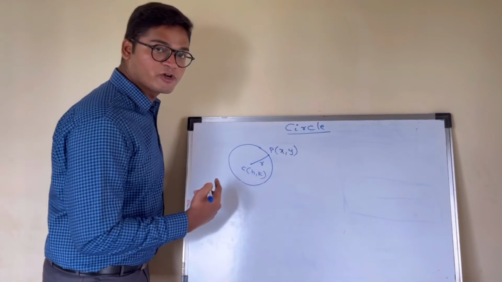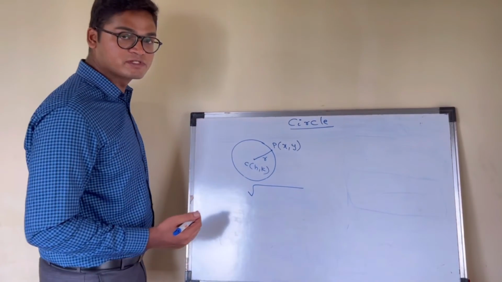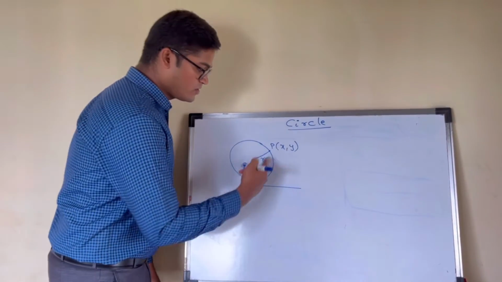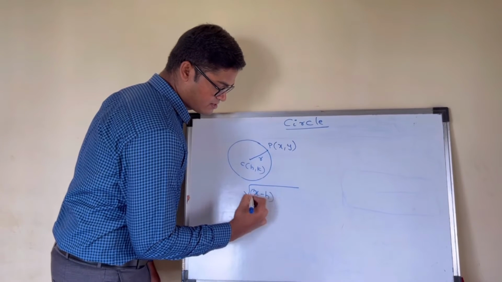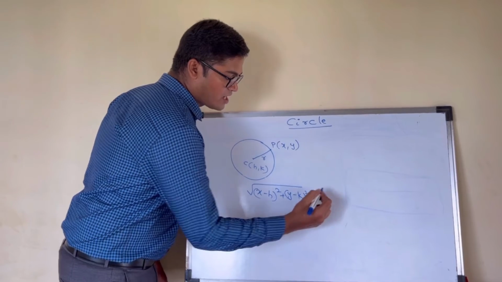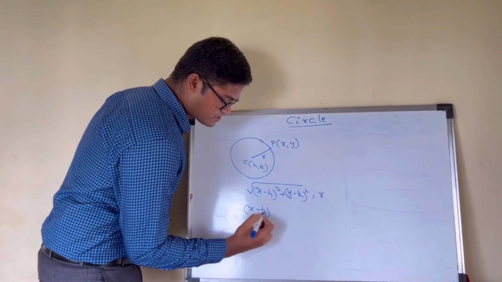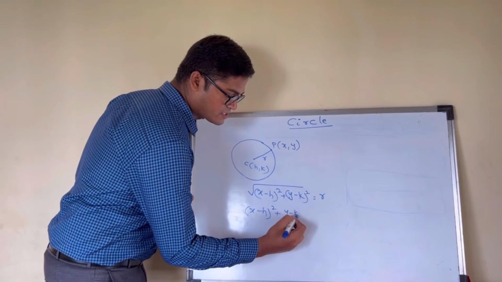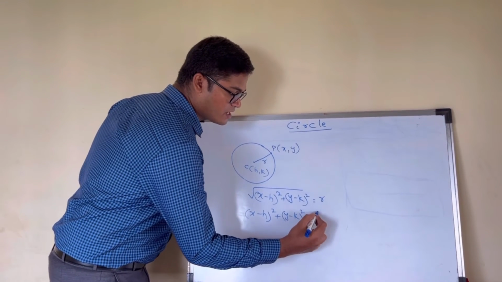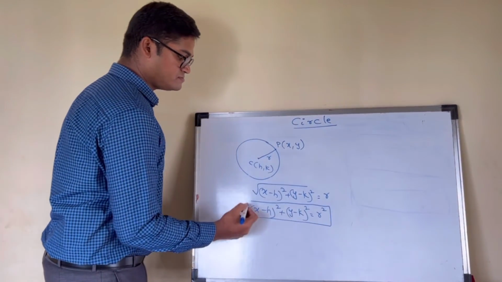Let us assume the radius is small r. When you know the coordinates of them, the distance is root of (x2 minus x1) whole square plus (y2 minus y1) whole square. So here, root of (x minus h) whole square plus (y minus k) whole square is equal to r. When you square both sides, you are going to get (x minus h) whole square plus (y minus k) whole square is equal to r square. So this is the standard equation of a circle.